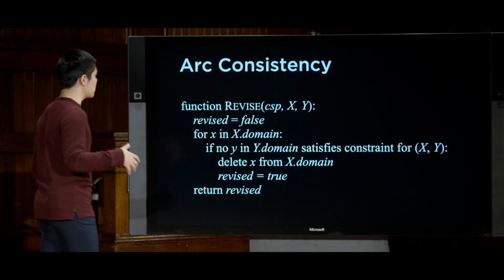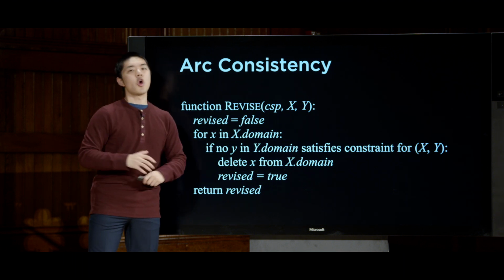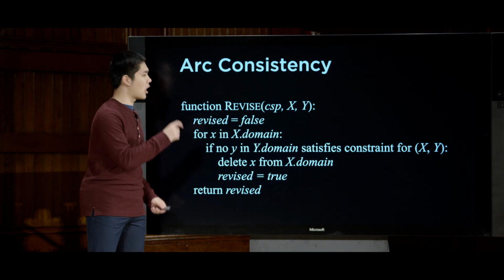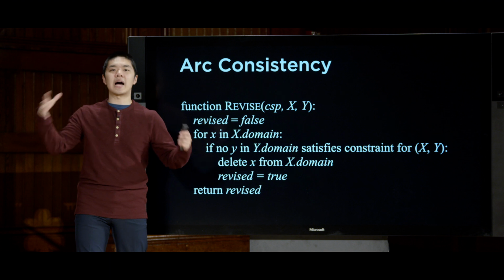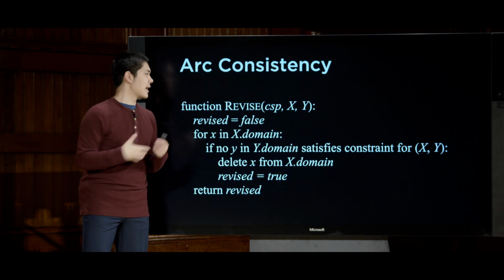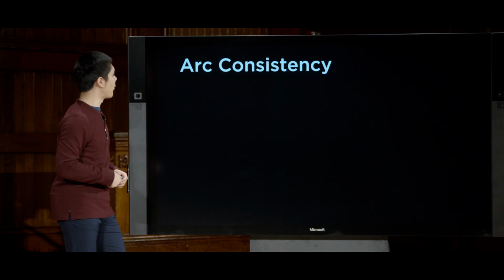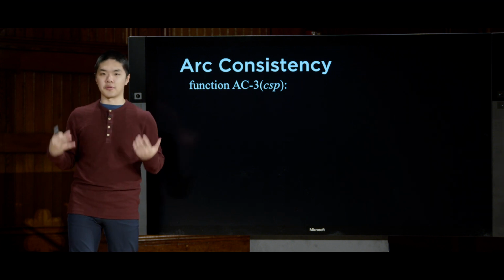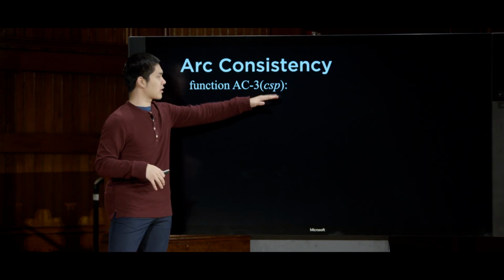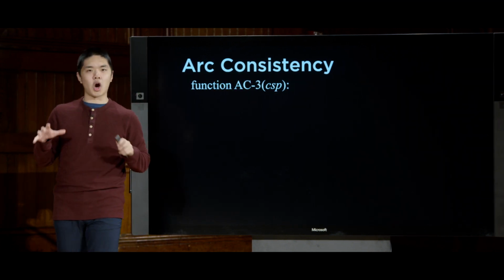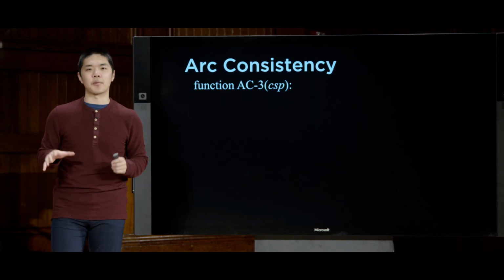But generally speaking, when we want to enforce arc consistency, we'll often want to enforce arc consistency not just for a single arc, but for the entire constraint satisfaction problem. And it turns out there's an algorithm to do that as well, and that algorithm is known as AC3. AC3 takes a constraint satisfaction problem, and it enforces arc consistency across the entire problem.